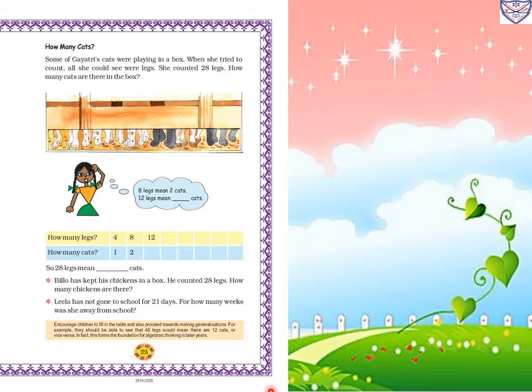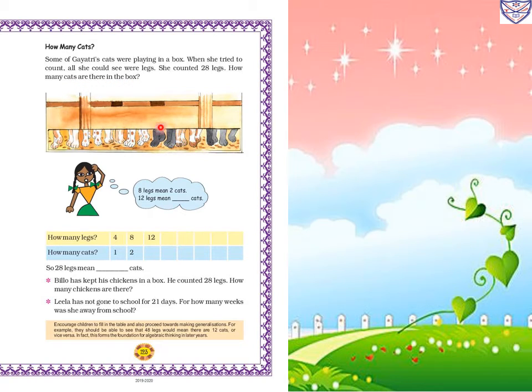Now page number 123. How many cats? Some of Gayatri's cats were playing in a box. When she tried to count, all she could see were legs. Only she is able to see the legs. She counted 28 legs. How many cats are there in a box?